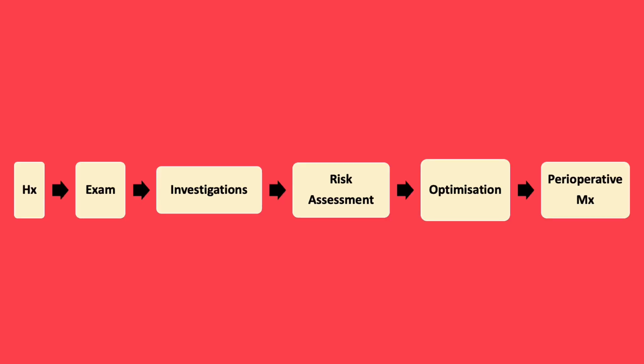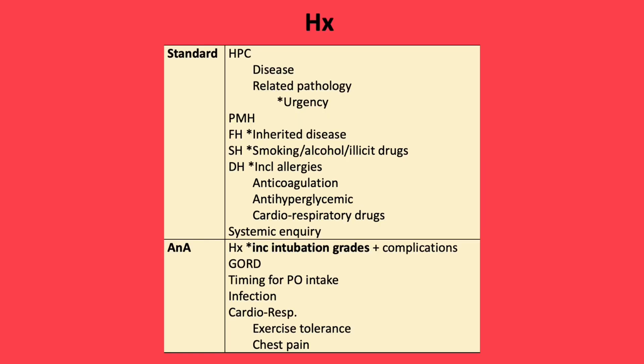Perioperative assessment includes multiple facets. Today we'll focus on history and examination. An anaesthetic history is based on a standard medical history with additional anaesthetic components. History of presenting complaint, the disease pathology and related complications, may indicate the urgency of the procedure.